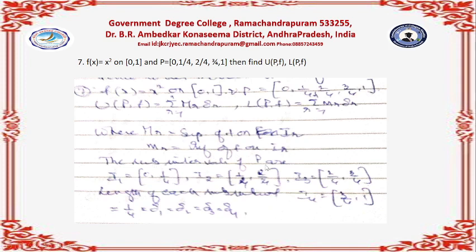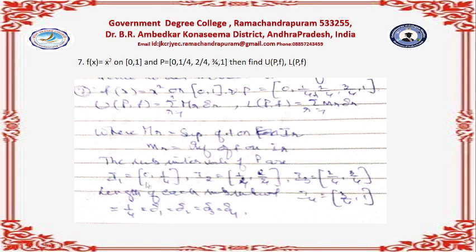Now what are the subintervals of this function? Because there are 5 partition points, we get 4 subintervals, namely I1, I2, I3, I4. What is I1? It is the subinterval between 0 and 1 by 4. And what is I2? It is the subinterval from 1 by 4 to 2 by 4. What is I3? It is the subinterval between 2 by 4 and 3 by 4. What is I4? The subinterval between 3 by 4 and 1.